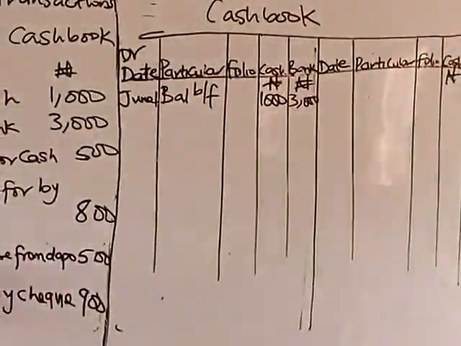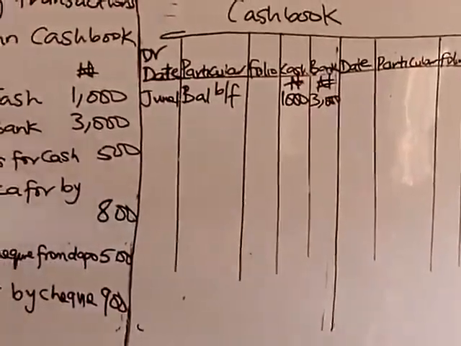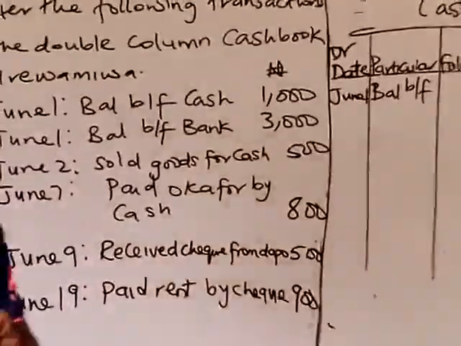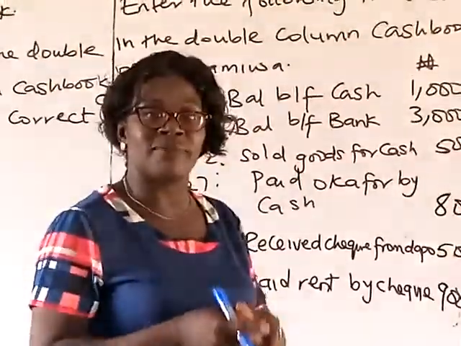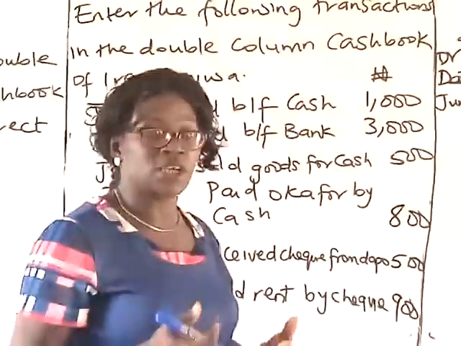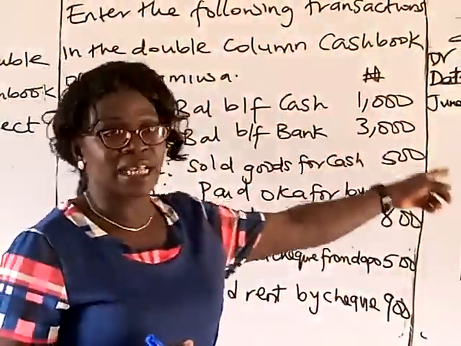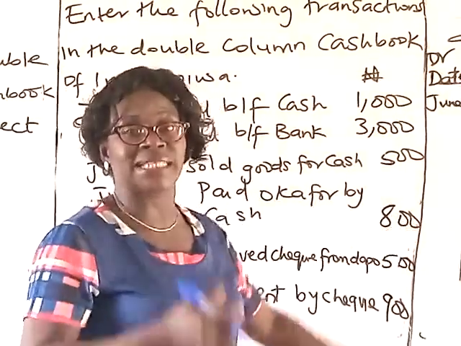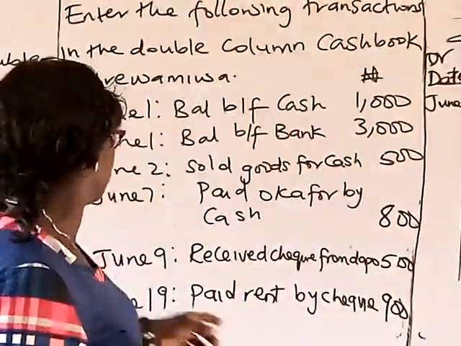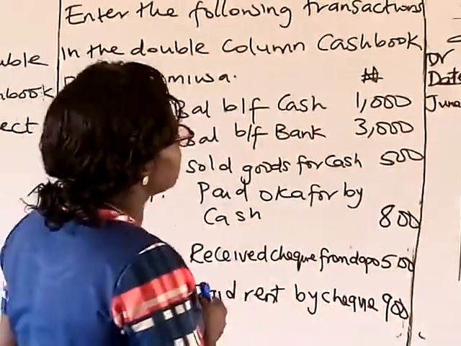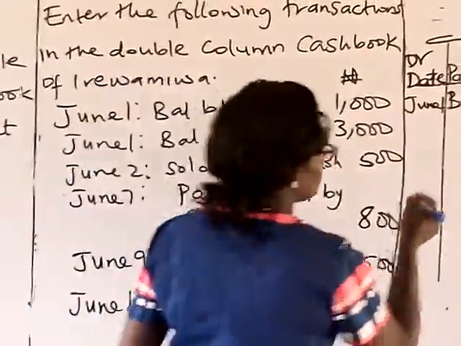Then the next one, June 2, sold goods for cash. Goods of 500 was being sold. It means after they have made a sale, they receive money. So we are going to the debit side because the debit side is the receiving side. So we are going to post sales under the debit side. June 2.